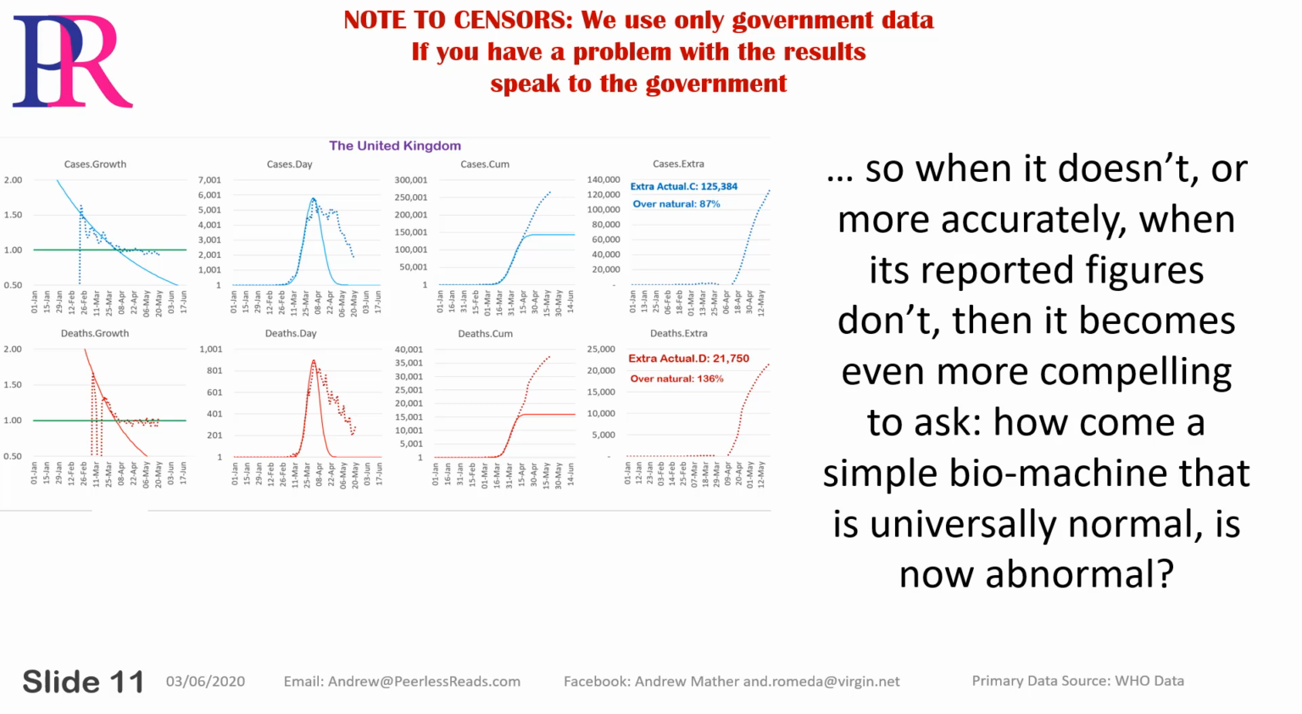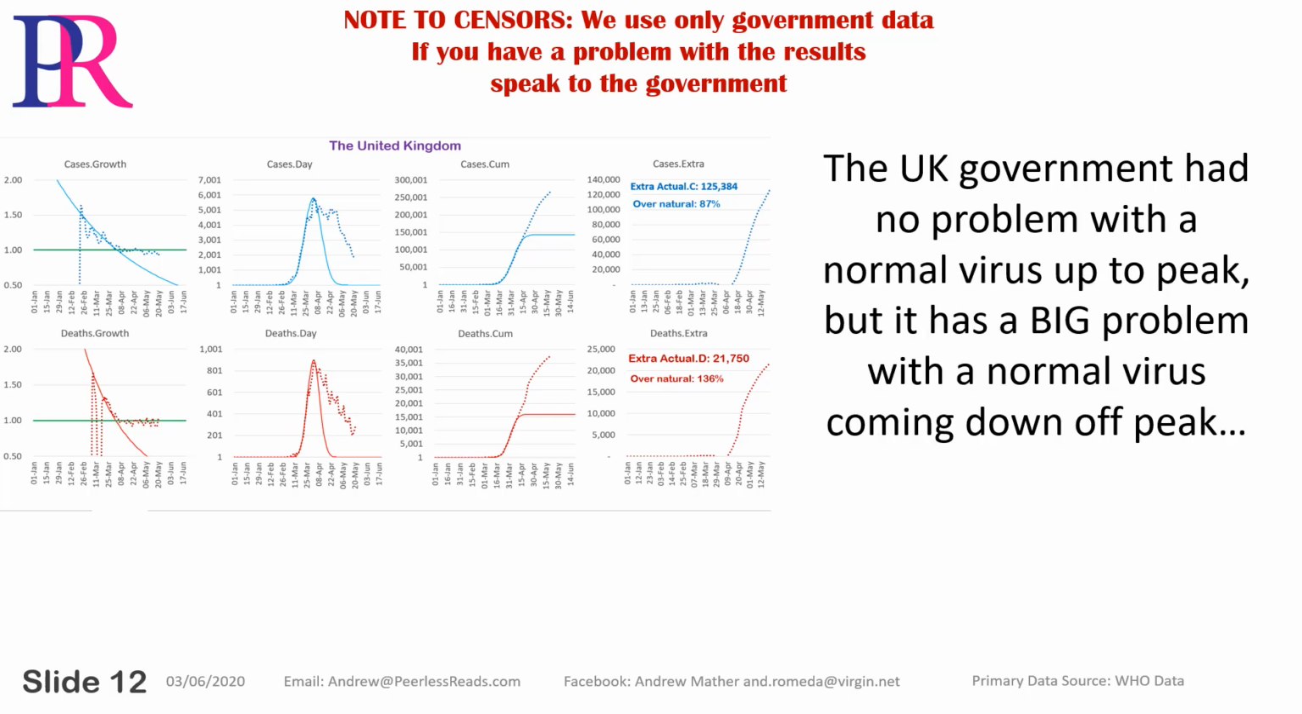So when it doesn't, or more accurately, when its reported figures don't, then it becomes even more compelling to ask how come a simple biomachine that is universally normal is now abnormal. The UK government had no problem with a normal virus up to peak, but it has a big problem with a normal virus coming down off peak.